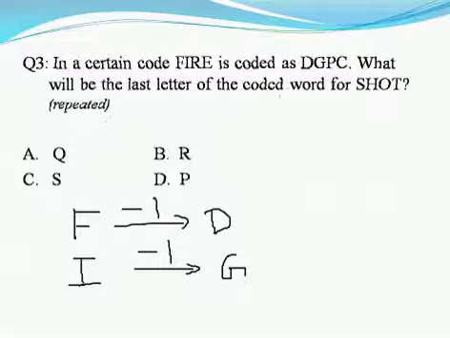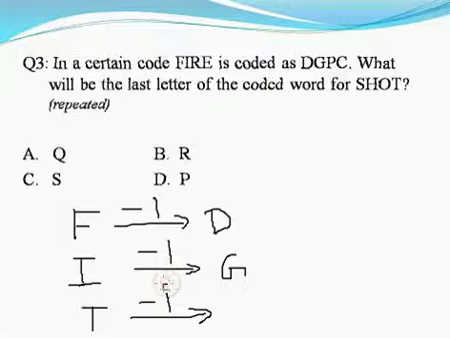So what will be the last letter of the coded word for short? Okay, we don't need to find out for everything, we just need to find out the code for the last letter, which is short. So T will be here in this place. Okay, so now what will T be becoming? I need to do -1. P, Q, R, S, S will be coming here. Okay, L M N O P Q R, R S T. Okay, so R is the correct answer here.